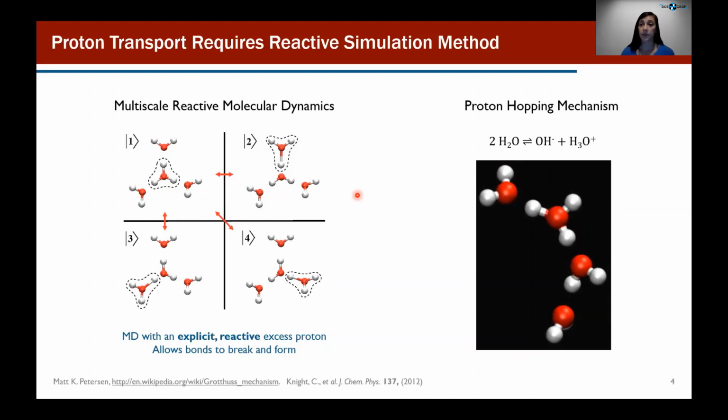So this algorithm, in every time step, finds all of the possible states like this with different bonding topologies, and then takes a linear combination of them to best describe where the proton is, and we call that the center of excess charge position. And so by doing this, we're able to explicitly model the reactive proton, and we're able to capture behavior like this proton hopping mechanism shown here.